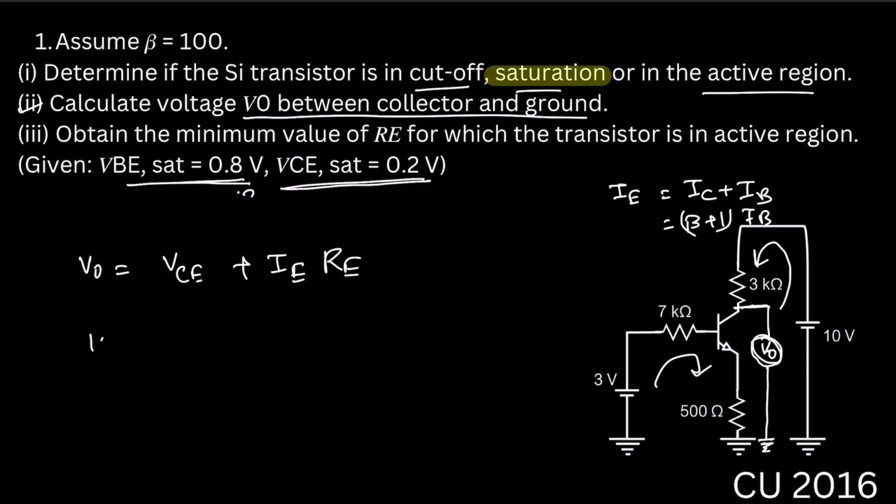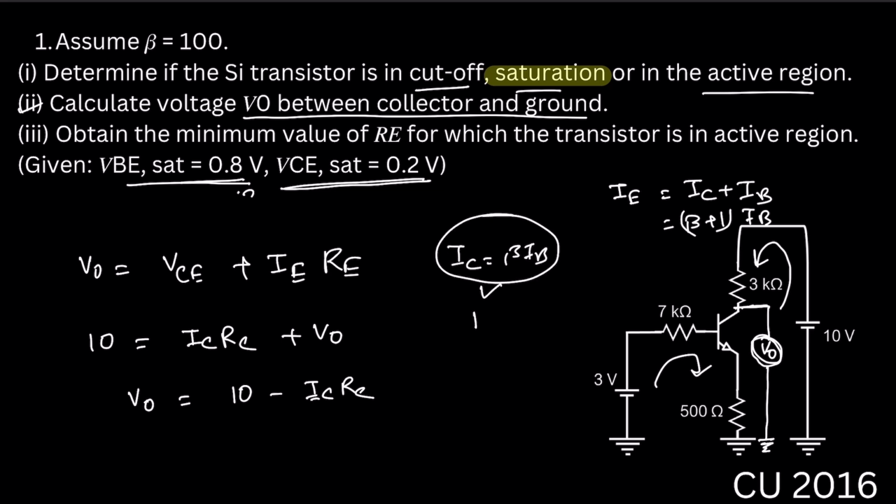Or also we can write down 10 equals IC into RC plus V0. Okay, from here you can write V0 equals 10 minus IC into RC. We already have the value of RC, but we don't have the value of IC. The value we got for IC came from the IC equals beta IB relation, but that is only valid for the active region. But here you can see the transistor is operating in the saturation region, so we cannot use this formula. Okay, so we need to calculate IC again to calculate the value of V0. Okay, so let's start.